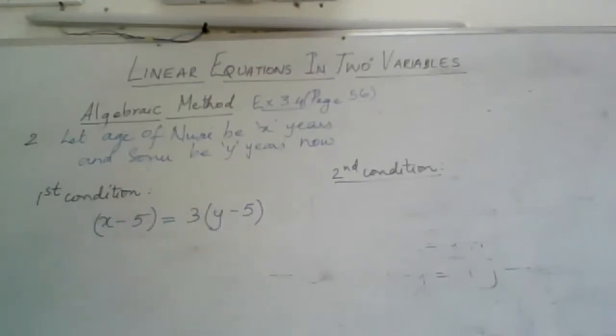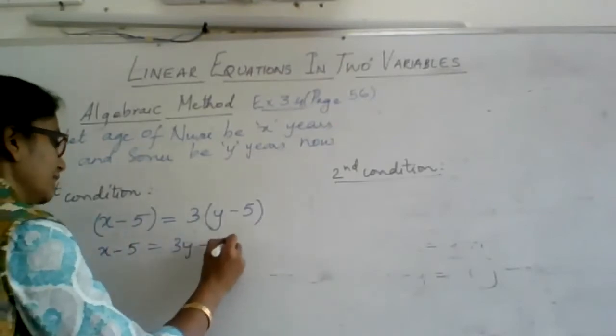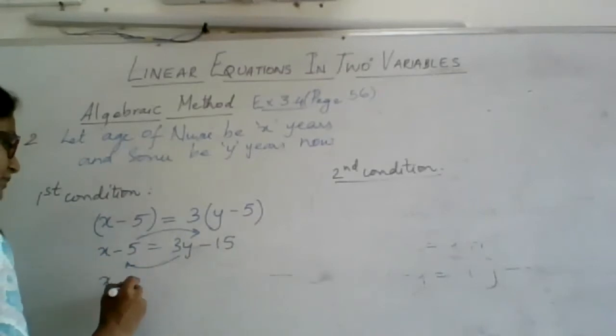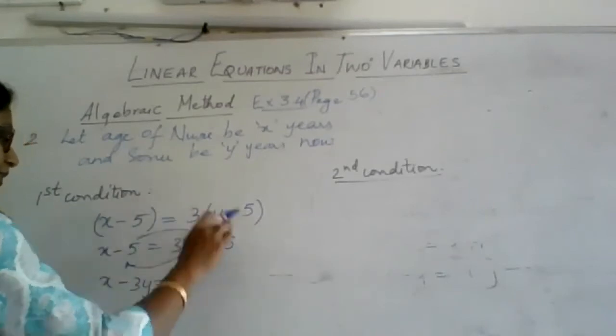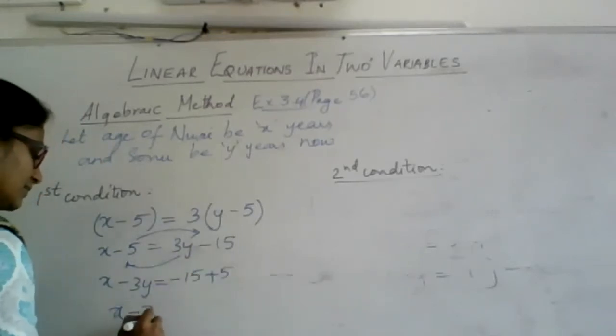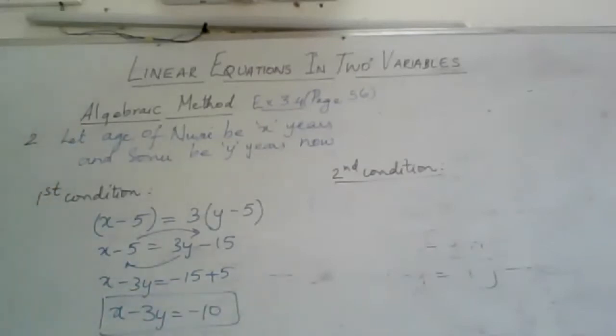The connection is Noori is 3 times Sonu's age. So I got my equation. Just multiply this as X minus 5 equals 3Y minus 15. Transpose the negative 5 there and 3Y here. So X minus 3Y equals negative 15 positive 5. So it is X minus 3Y equals negative 10. That's all. That's your first equation.